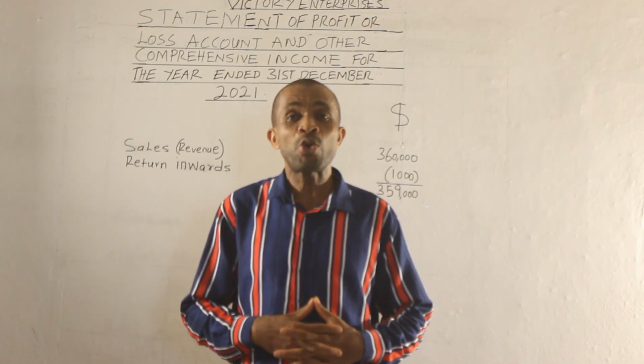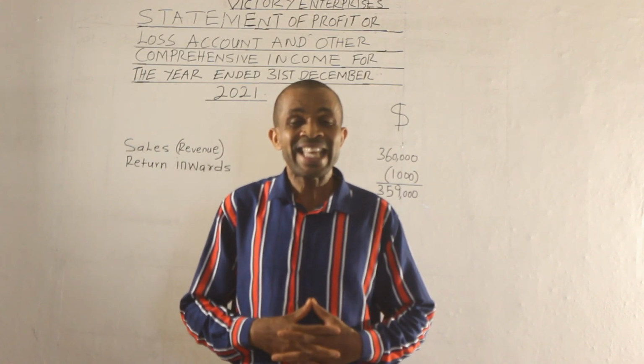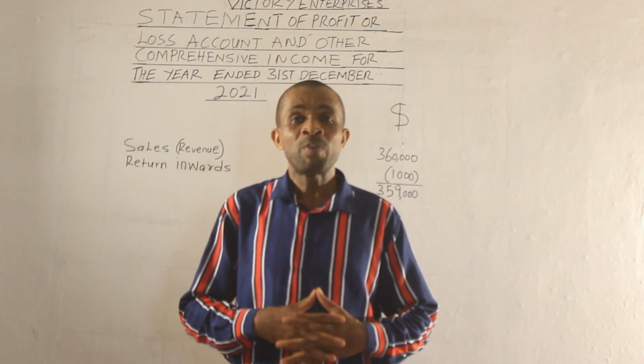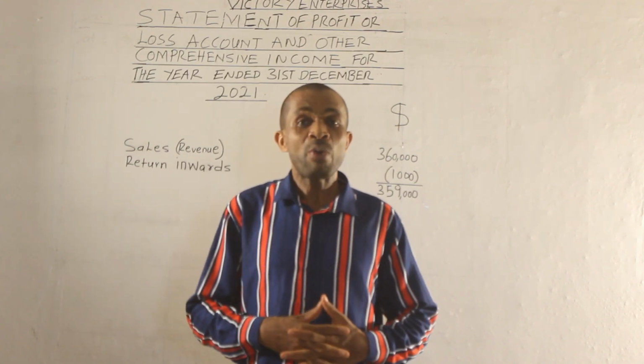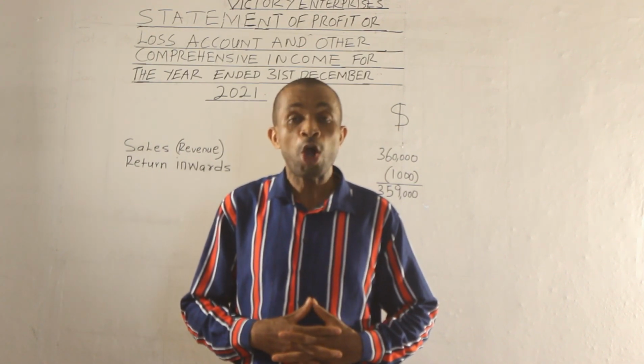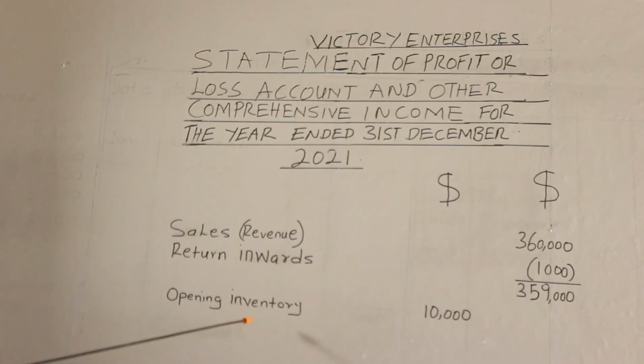So in a situation where they have unsold stocks of what they sell at the previous accounting period, the first thing that will be taken into consideration is to bring it forward. And when you bring it forward, it will be tagged or called opening inventory. So we have the opening inventory, $10,000.